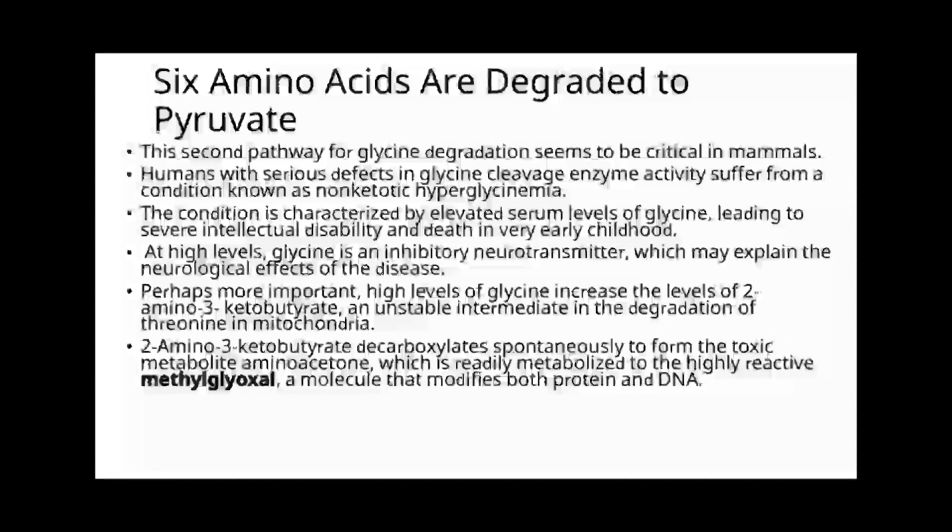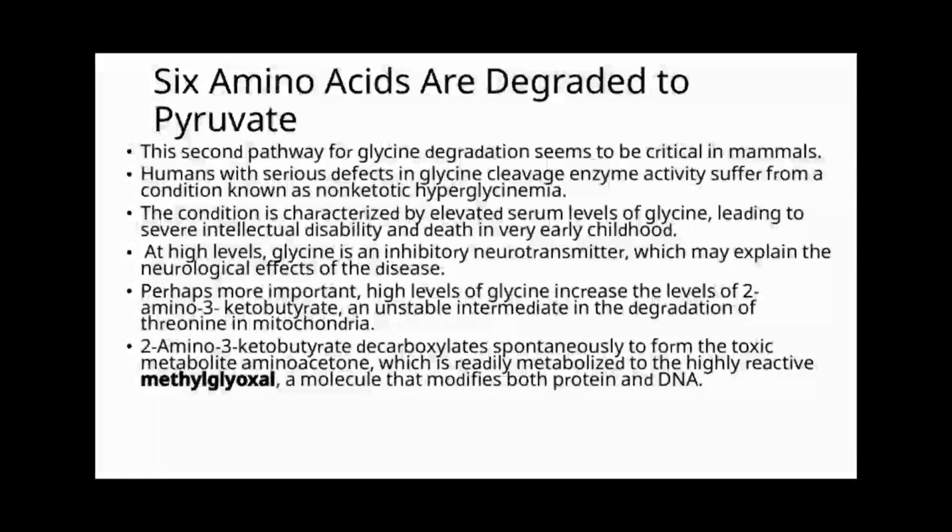When humans have serious defects in the activity of the glycine cleavage enzyme, they develop a condition called non-ketotic hyperglycinemia. This condition is characterized by elevated levels of glycine in the serum, which can lead to severe intellectual disability and even death in very early childhood. Now, at high levels, glycine acts as an inhibitory neurotransmitter, and that could help explain some of the neurological symptoms we see in this disease.